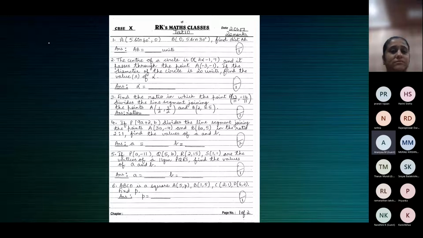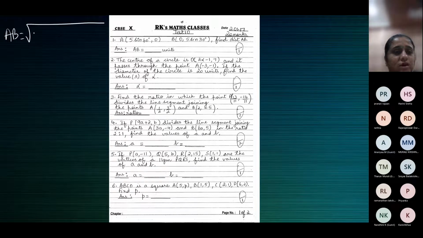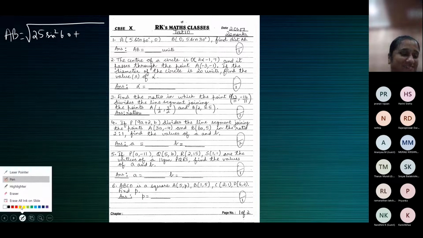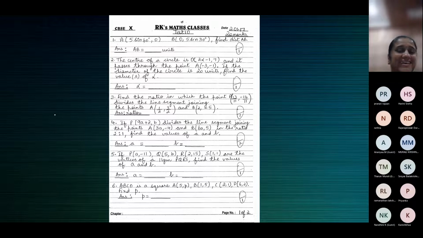A is 5 sine 60 degrees comma 0, which will be 5 root 3 by 2, comma 0. Wait a minute, I think we have this right. Root of 25 sine square 60 degrees, using the values from the table. Very nice. So A is 5 sine 60, so root 3 by 2, so 5 root 3 by 2, is it?